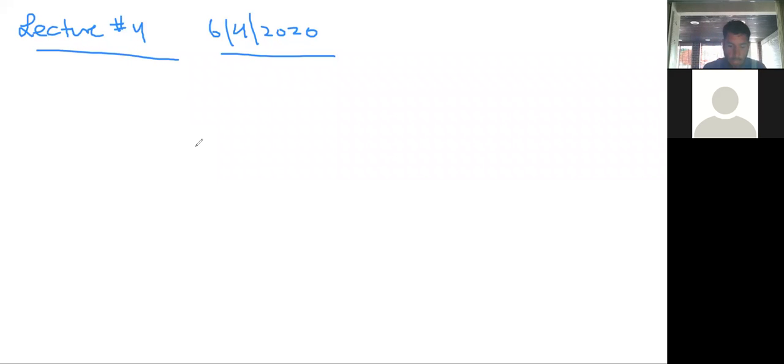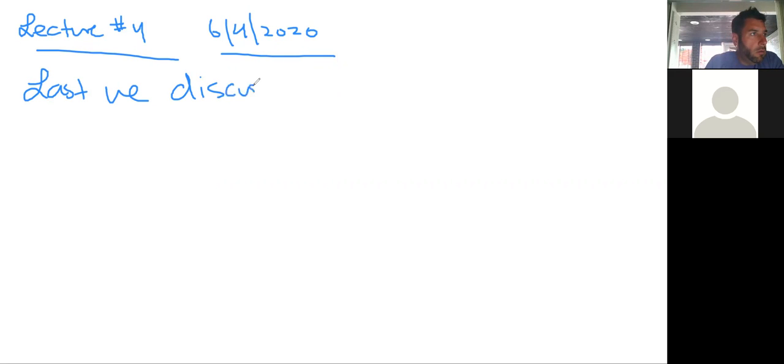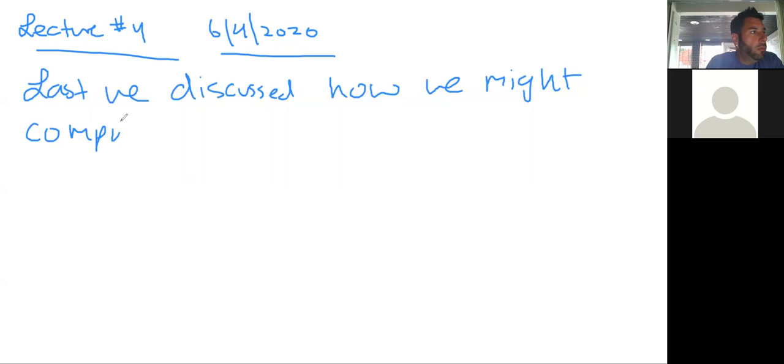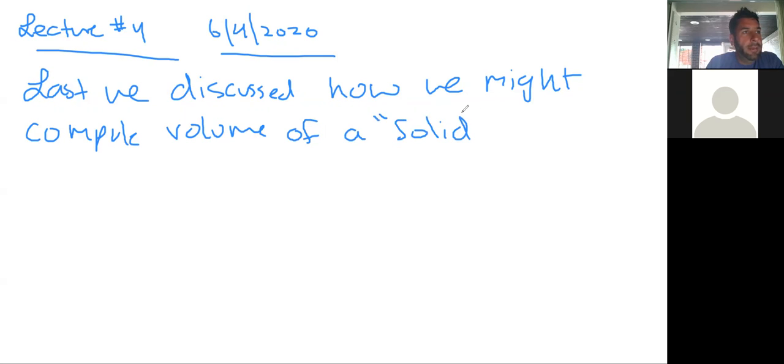So what did we do last class? So last class, we discussed how we can compute one way we might compute volume of a solid, whatever that means, some object in 3D space, so three-dimensional space.